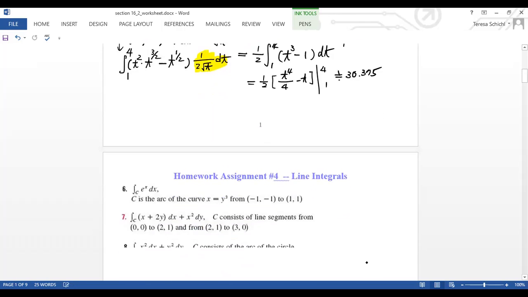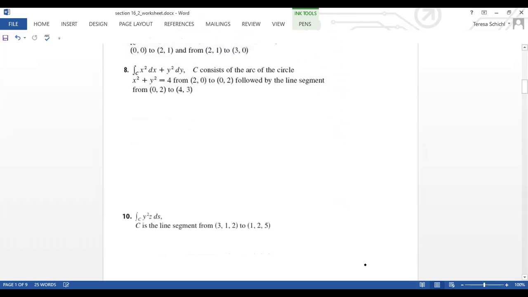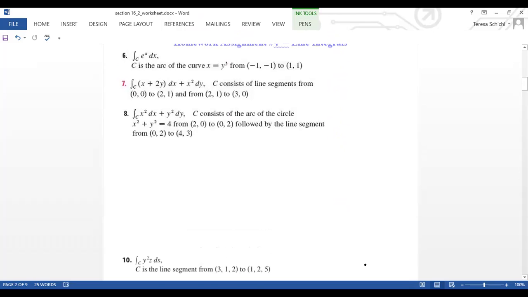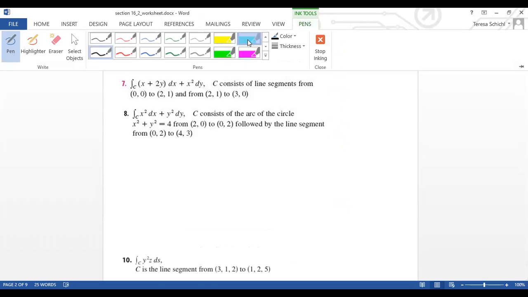The next one is very interesting one. I'm going to do number 8 here. Number 8 and the number 10 for you, see here. Okay, so number 8 here. This is the one, let's say here.